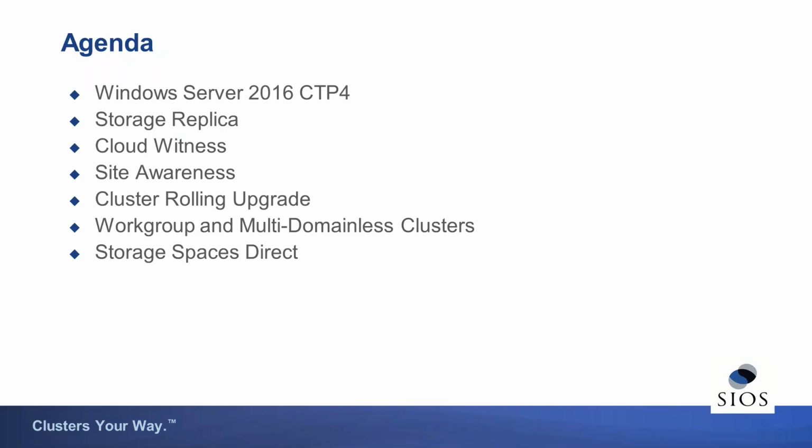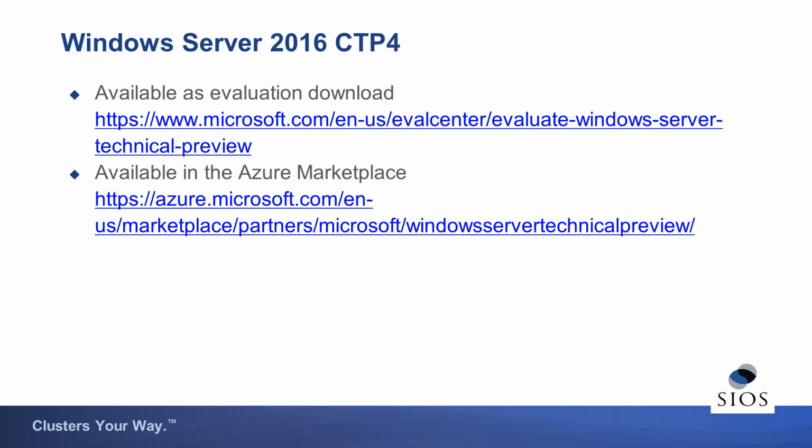So the agenda: we're going to take a look at how to get a hold of 2016 to start your evaluation process. Then there's a list of some of the features we're going to discuss and in some cases talk about implementation, including storage replica, cloud witness, site awareness, cluster rolling upgrades, workgroup and domainless clusters, and then storage spaces direct. So let's get started here.